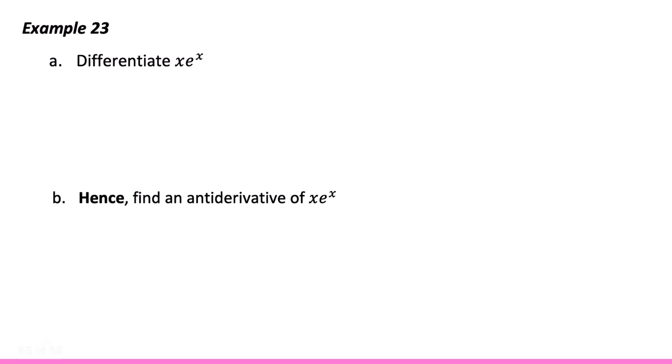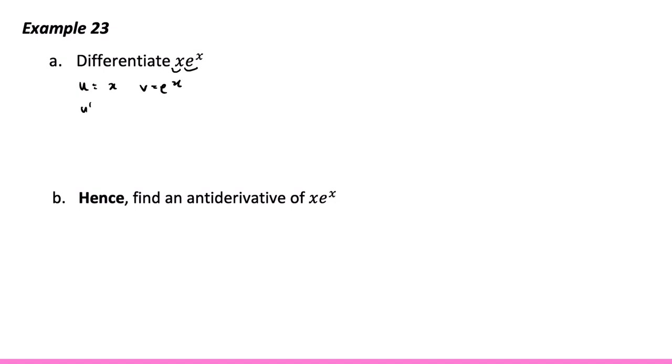So here's a very simple example as to how this works. Differentiate x e to the power of x. We have a rule to differentiate that. We don't have a rule to integrate it, just in case they ask me to integrate that. So how do we differentiate this? Well, we need to use the product rule. x will be my u and e to the power of x will be my v.